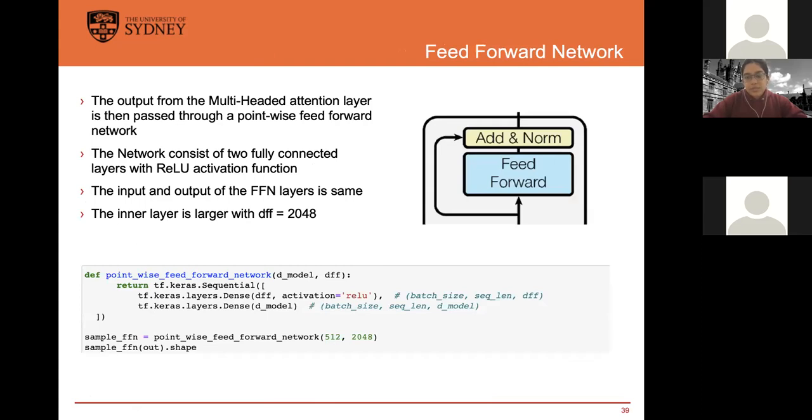And finally, in the encoder layer, the output of the multi-headed attention layer is then passed through a point-wise feed-forward network. This is a simple, fully connected layer with ReLU activation function used. The input and the output of this layer are the same, but there's an inner layer with very high dimensions. They have used 2048 dimensions for the inner layer. Again, this is the code reference for the feed-forward neural network.